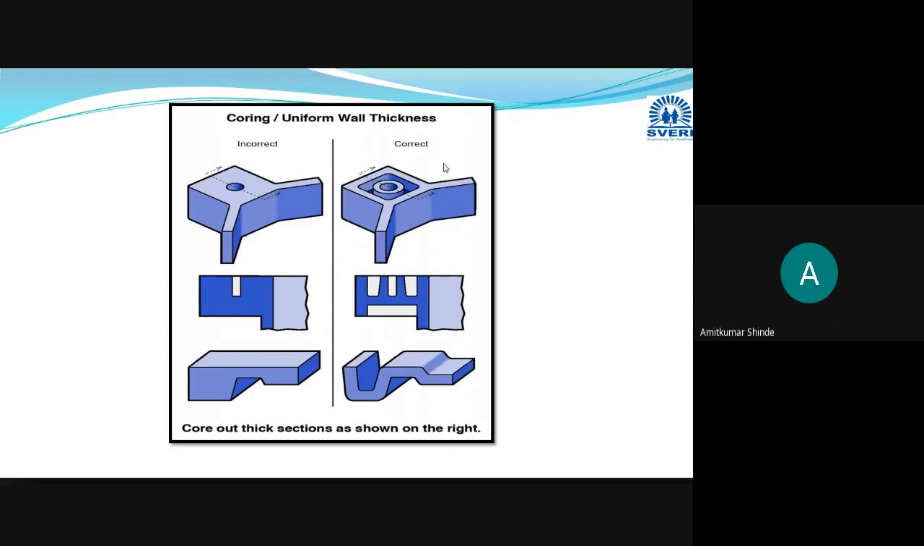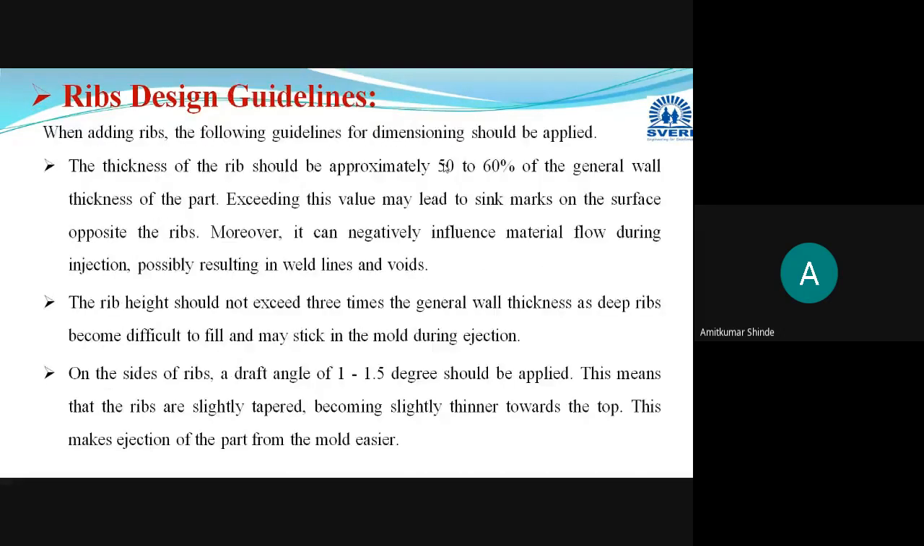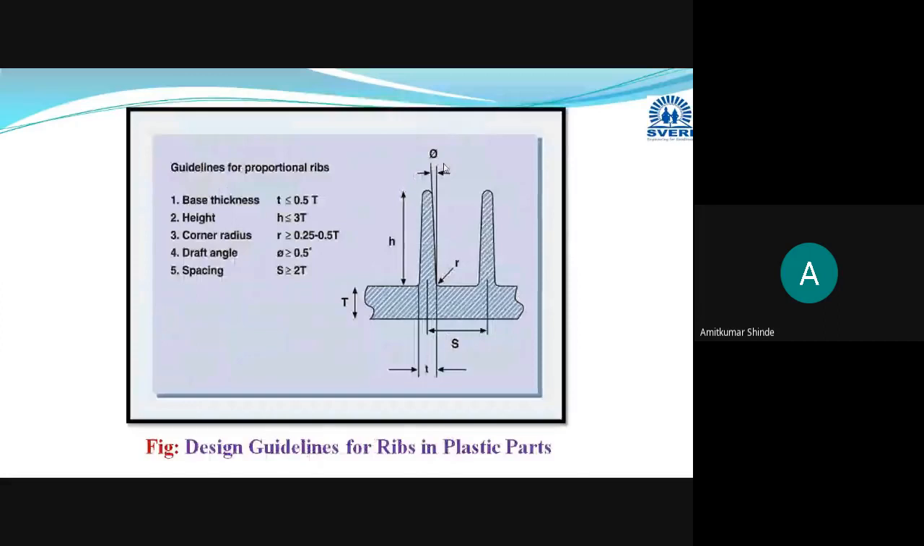So in this way, we have completed in this session the design of the rib. What is the purpose of providing the rib? To decorate the part, to provide strength, to avoid warpage, and how it should be provided: its dimensions, its thickness, its height, the distance between two successive ribs, what the taper or draft angle should be, and what the radius should be. We have discussed all of this.